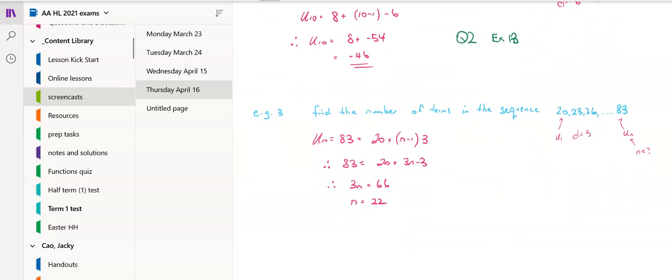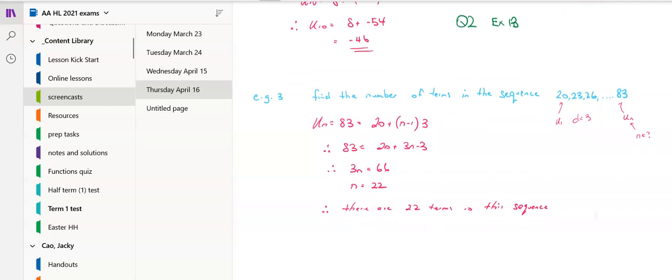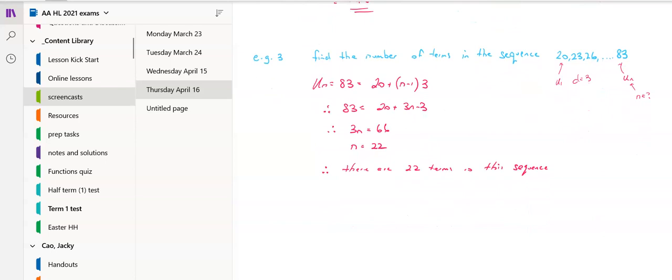So I should finish this off with: therefore, there are 22 terms in this sequence. Or in other words, 83 is the 22nd term in this sequence. Okay, you're good to go with questions 3 and 4 from exercise 1B.